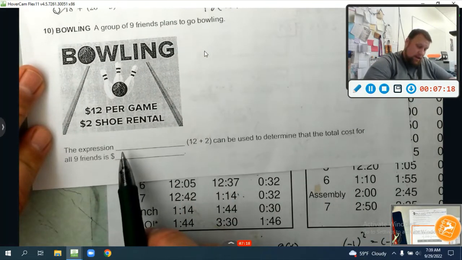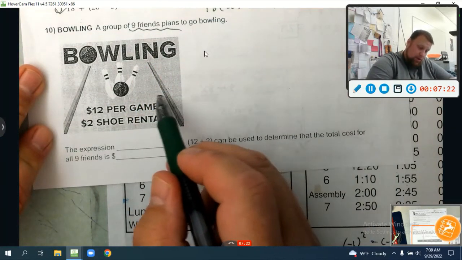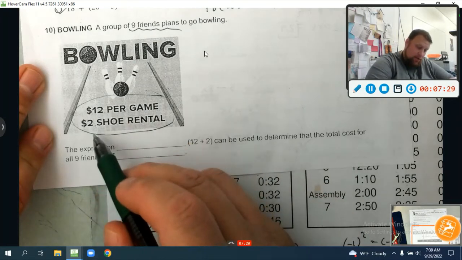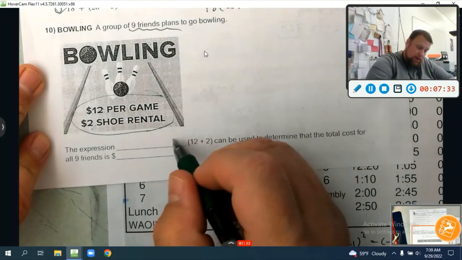2/3 done. Bowling. A group of 9 friends plan to go bowling. So $12 per game plus $2 shoe rental. So the expression, well, let's see, we add that money together. So per person it's $14, right? So this 12 plus 2. And what are we multiplying it by? Times 9.